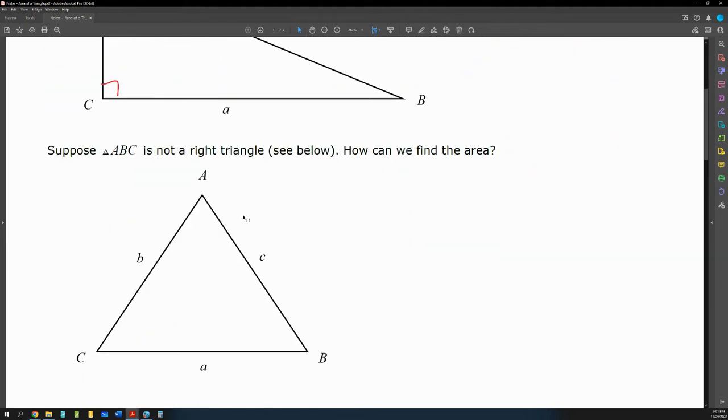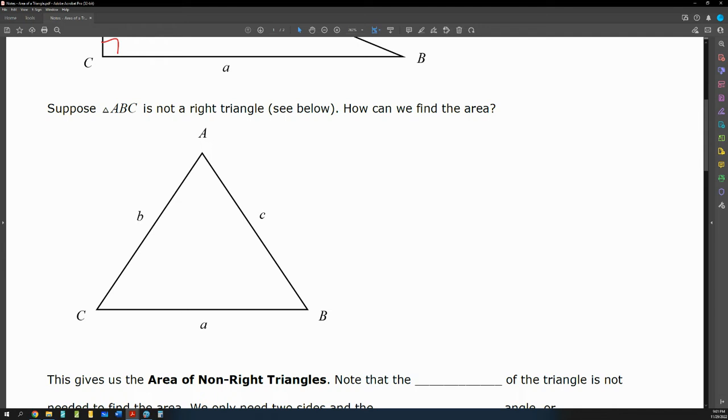Suppose then this triangle is not a right triangle. How can we find the area? Well, we need the height because we already know that the area is going to be 1/2 base times height. So if we drop a perpendicular, find that altitude or that height, well, then the area can be represented as 1/2 a, the base, times the height, h. Okay? Well, we could write this not in terms of the height.